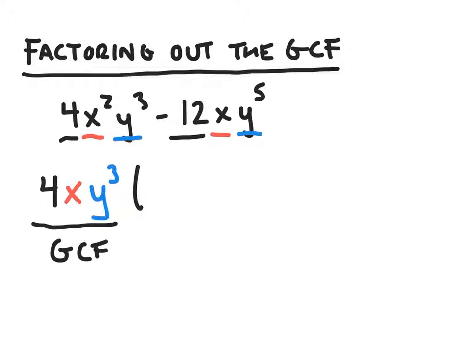And now basically we divide that into the two terms that we have. So when we divide 4 by 4 we get 1. X squared by x leaves us with x. Y cubed divided by y cubed, that's all that's left there. When we divide 4 into negative 12 we get negative 3. X into x, they divide out. Y to the third into the y to the fifth, there's y squared.